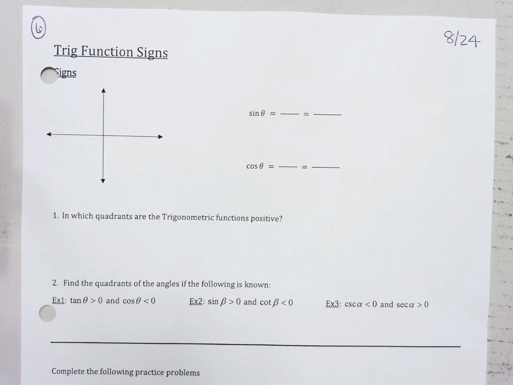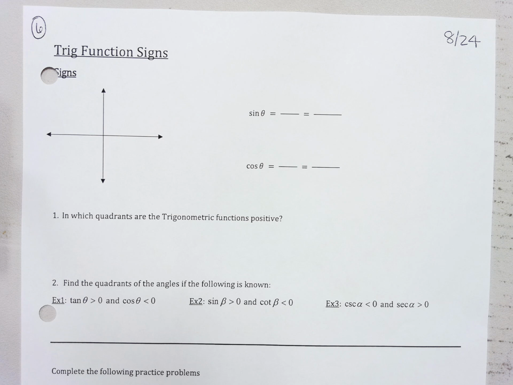So as we go through, it's important to understand this section because this is something that will come up throughout the entire year, and if you have a good grip on in which quadrants things are positive or negative, then that'll make your life a lot easier in chapter 6 when we talk about our different radian values for those different quadrants.